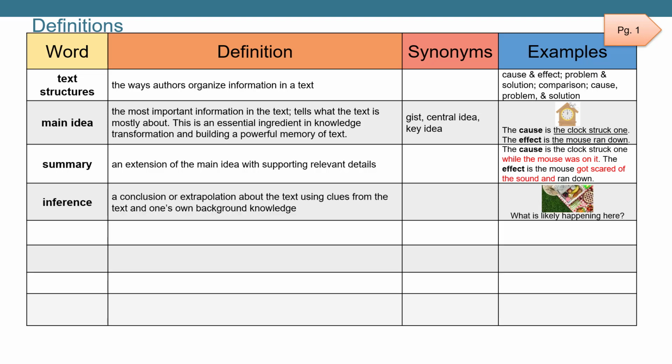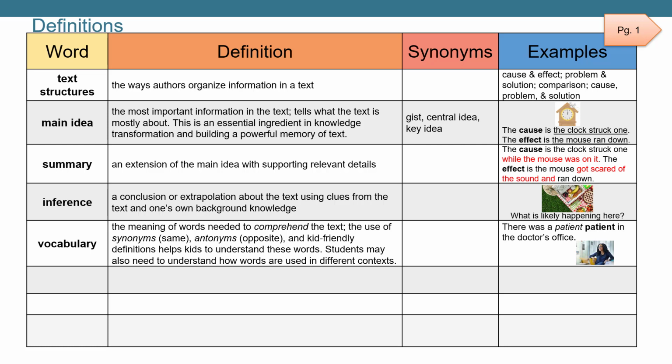Inference. An inference is a conclusion or extrapolation about the text using clues from the text and one's own background knowledge. So looking at the picture here, what is likely happening? Well, we can see that there's grass with what looks like a blanket or tablecloth on top of it, along with a whole bunch of food. So using our background knowledge, we would say they're probably having a picnic.